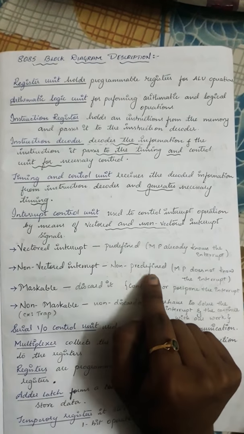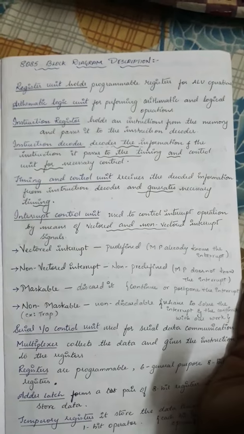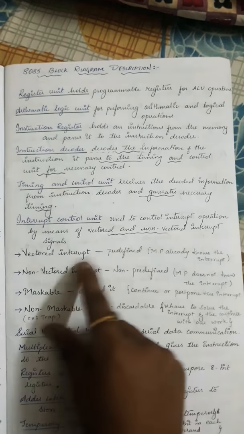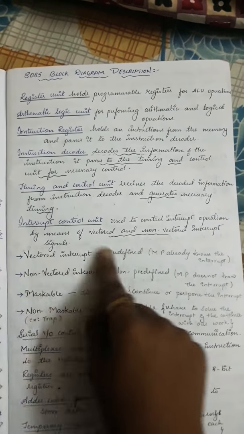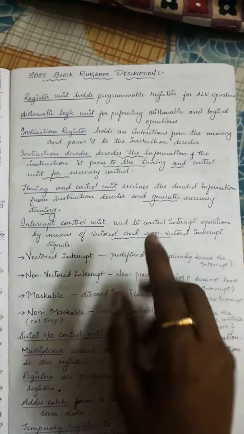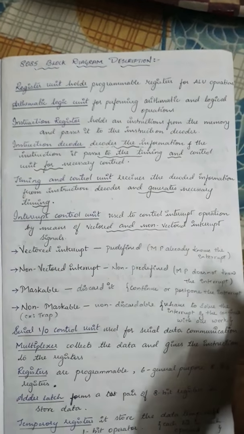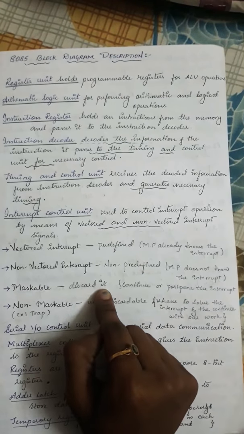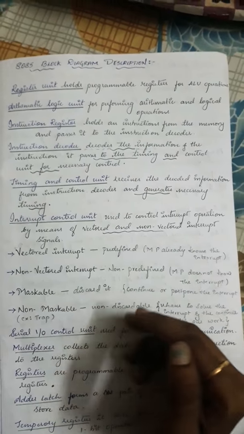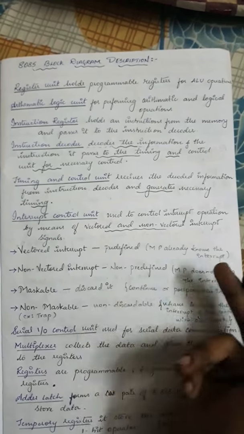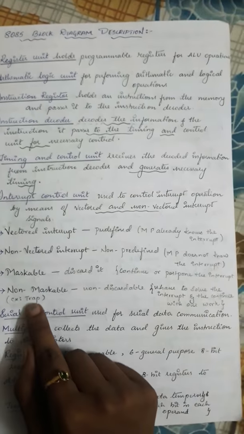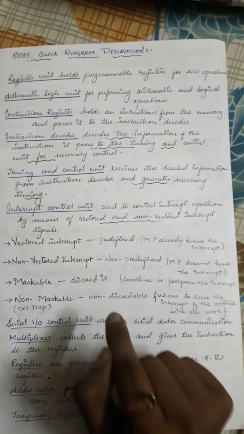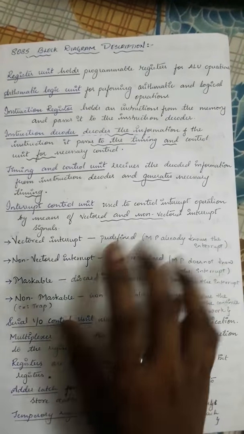Non-vectored interrupt is non-predefined. That is, the microprocessor will not know what kind of interrupt will occur. For example, when you are trying to open some other website, suddenly you get a message telling you to allow or block. The microprocessor will not know those kinds of instructions. Then maskable means discardable: continue and postpone. You can treat it as save later or close later and then continue. Non-maskable is non-discardable. That means you have to immediately resolve whatever window gets opened.